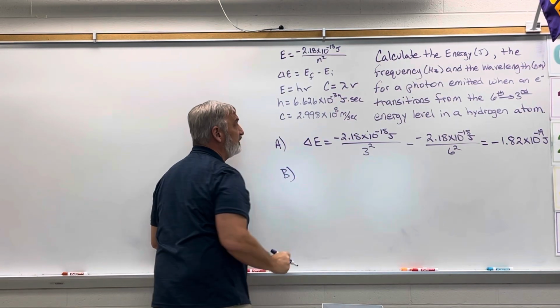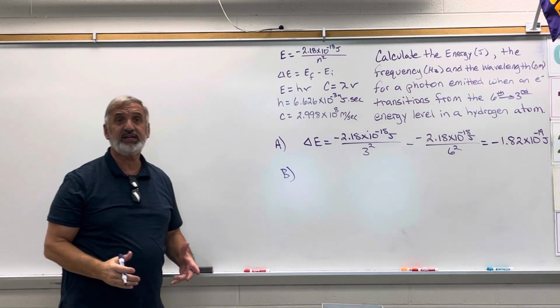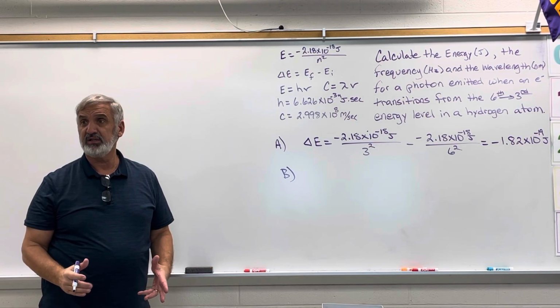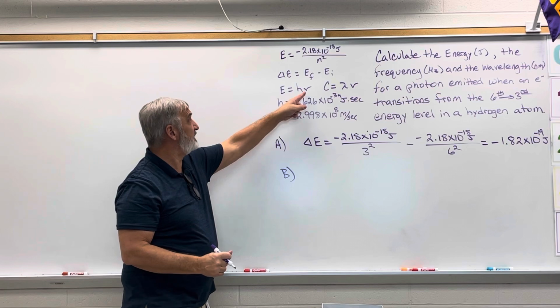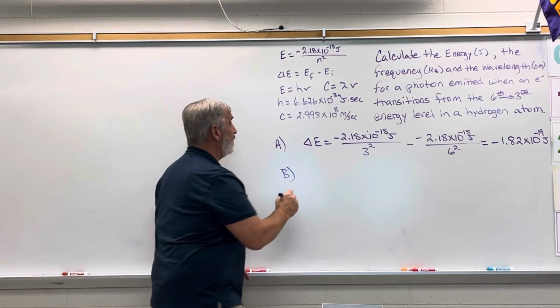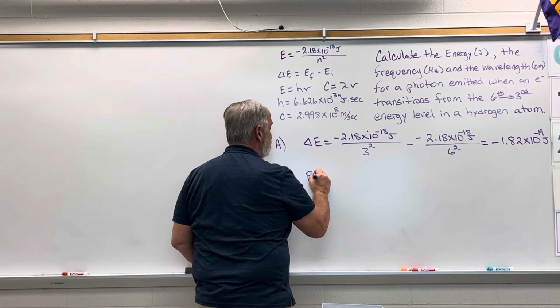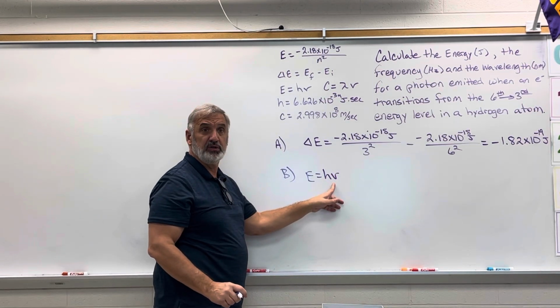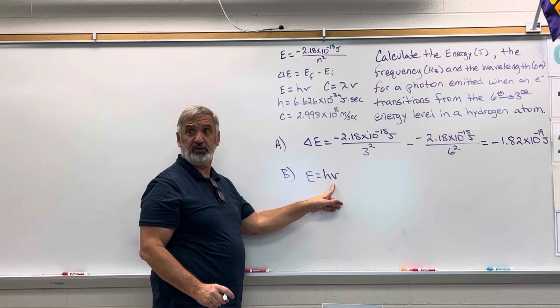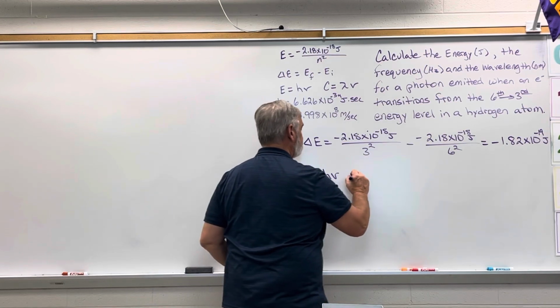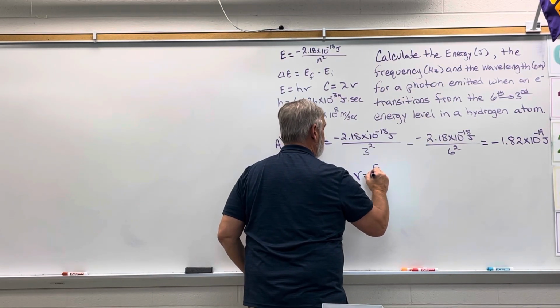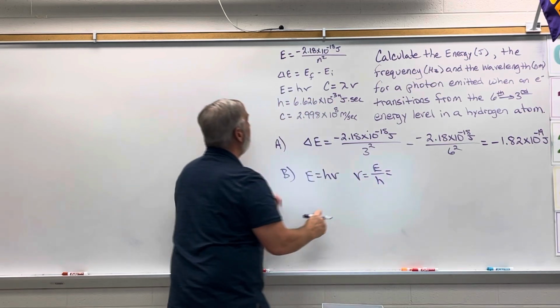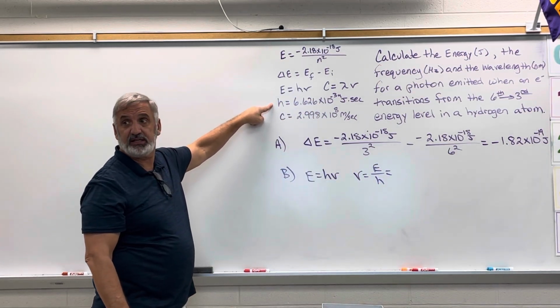Part B, now I need the frequency. So what equation am I going to use to calculate the frequency? E equals h nu, because nu is my frequency. So E equals h nu, doing the very complex math, solving for nu, what's nu going to equal? E over h. So h is always Planck's constant, which is always going to be given.